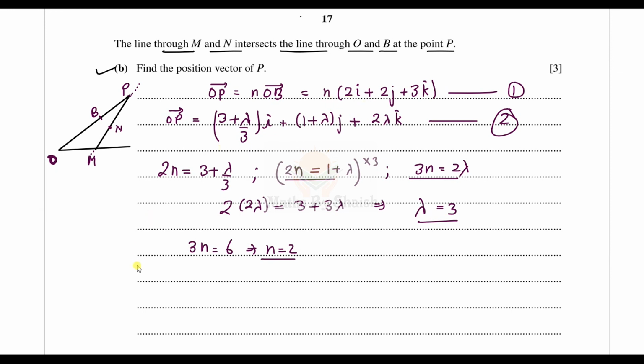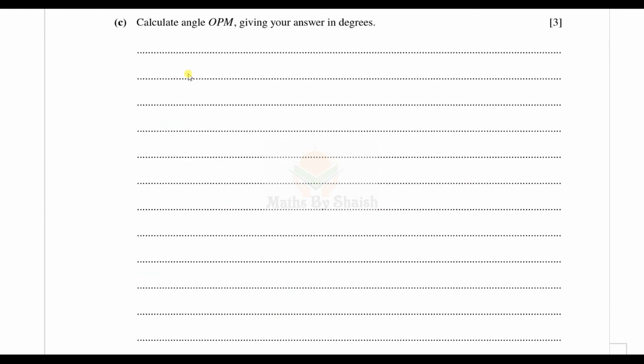So OP vector, the position vector of P, is 2 times (2i cap plus 2j cap plus 3k cap), which is 4i cap plus 4j cap plus 6k cap. So that is the position vector. Now let's do the last part of this question. The C part: calculate angle OPM, giving your answer in degrees.